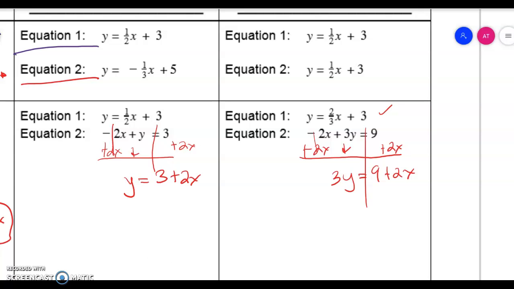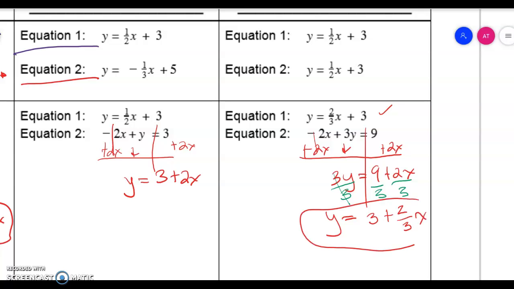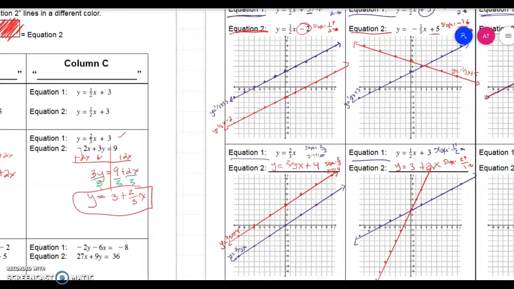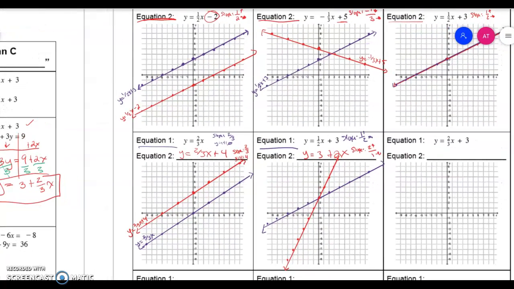Now y is alone by itself on the left side, but it's not completely alone. There's still a 3 attached to it. So in order to get rid of that, we need to divide everything by 3 and get our equation y equals 9 divided by 3 is 3, and 3 can't go into 2, so we're going to leave it as is. So what we're going to do is copy it over here. So I have y equals 3 plus 2 over 3x.